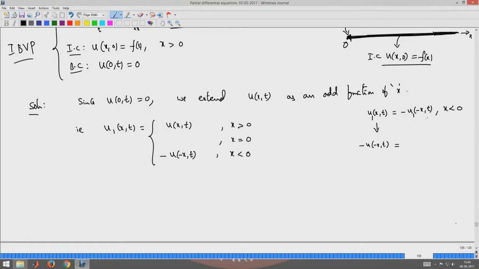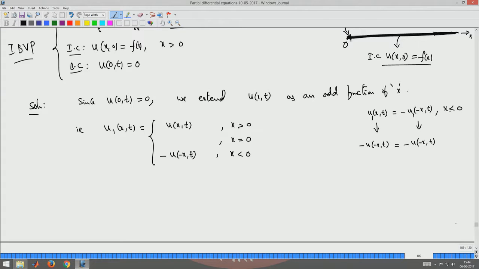Okay. In terms of this, if x is negative, minus x is positive. So, that is same as minus, when minus x is positive, u1 when x is positive is u of x,t. u of minus x is positive. So, that is what is the same. So, both are same. Okay. So, that means it is 0.